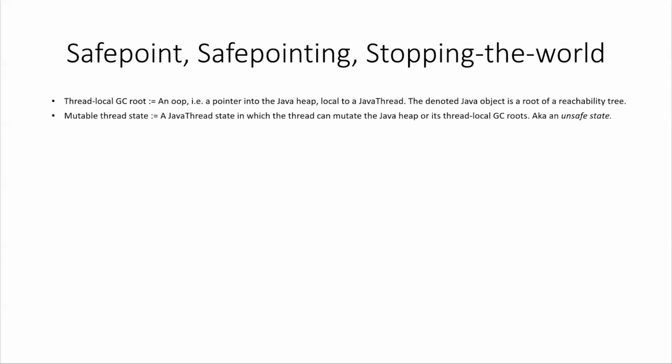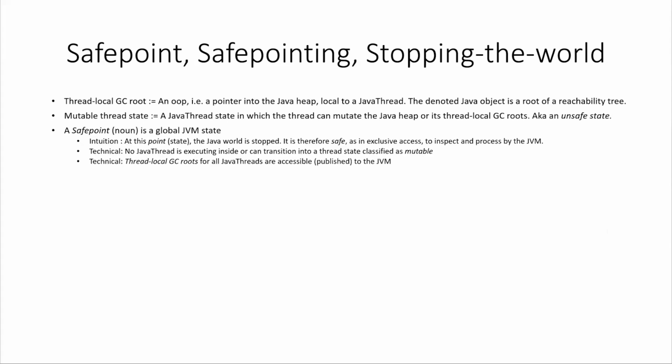Mutable thread state is a state where the Java thread can mutate the Java heap, for example, allocating objects or setting fields, or its thread local GC roots. And this state is also sometimes referred to as an unsafe state.